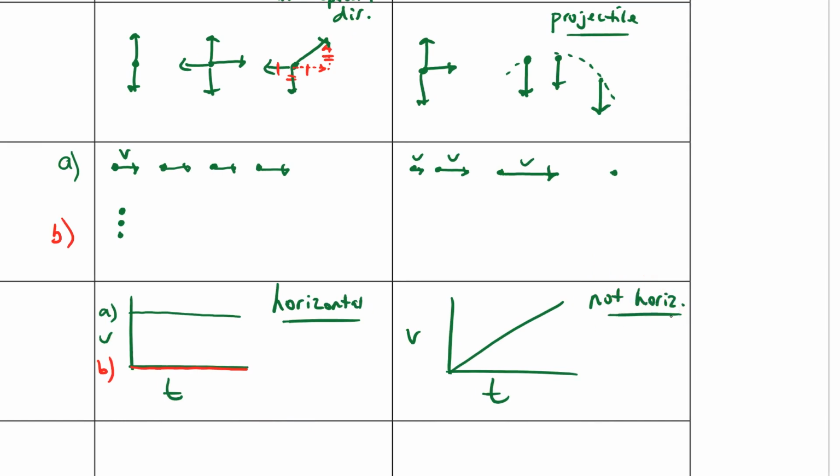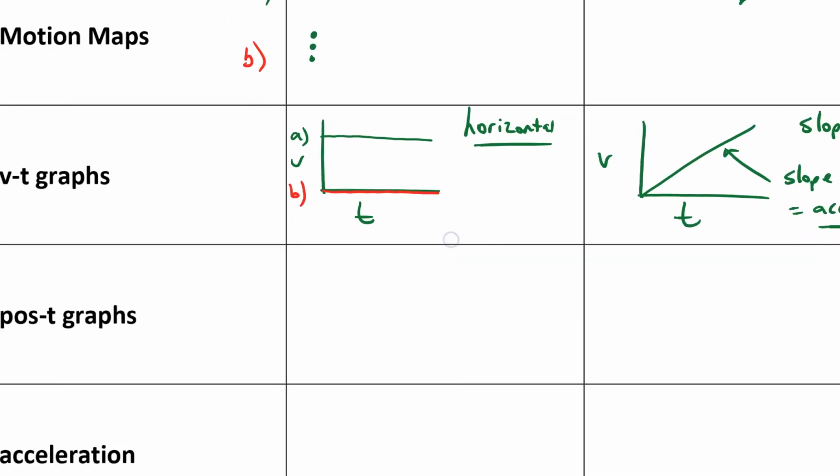So it would have some type of a slope. And by the way, just remember that the slope of this is equal to acceleration. So it has some acceleration, some slope that's not 0. Another way of writing this: slope is not equal to 0. Could be uphill, could be downhill.